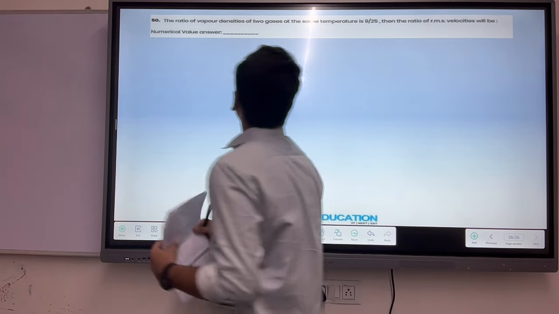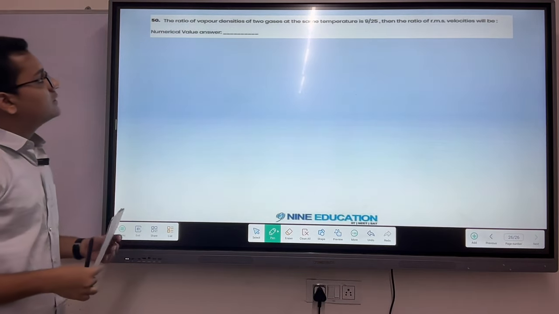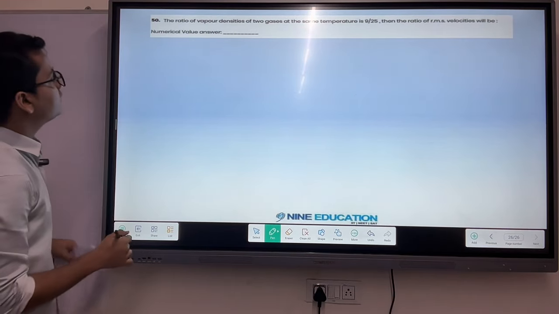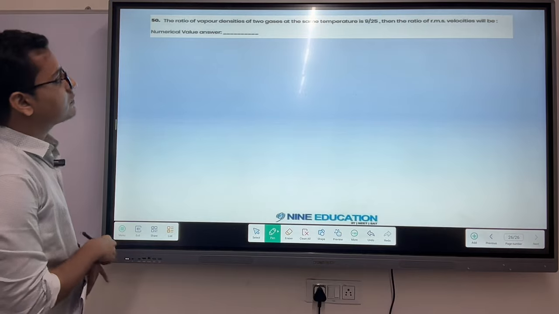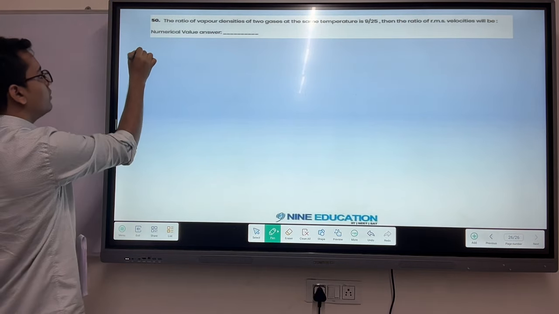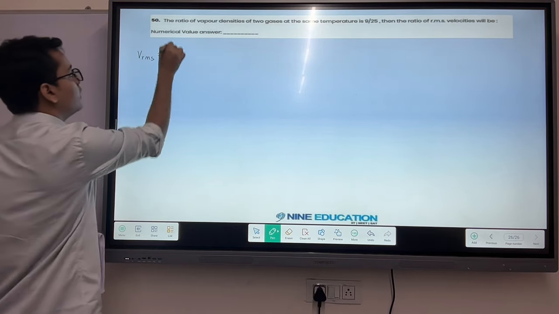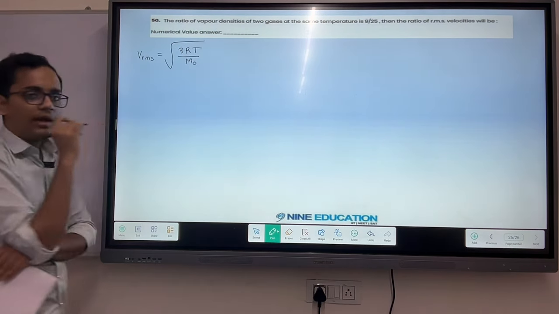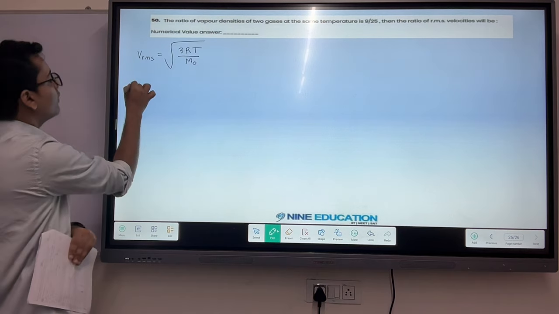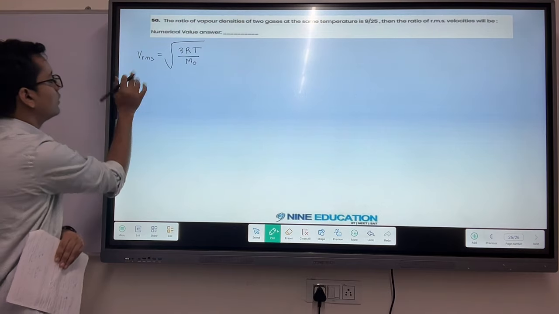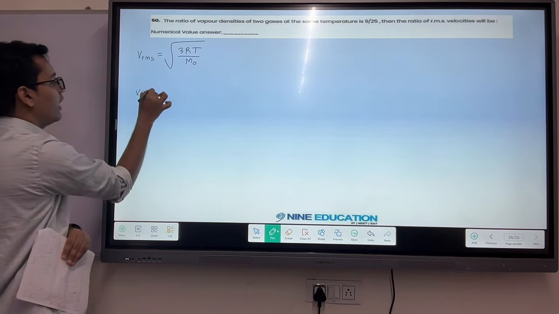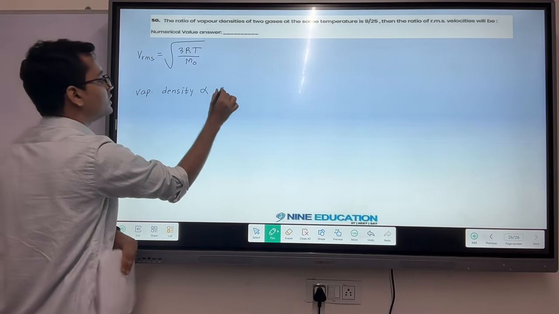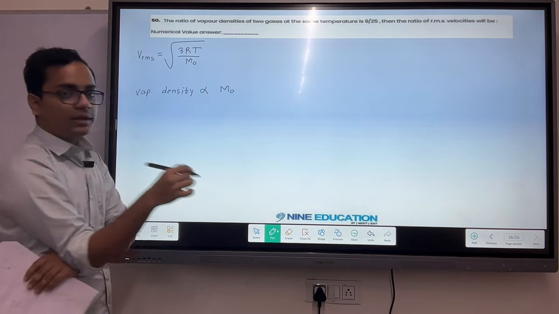Okay. The ratio of vapor densities of the two gases at the same temperature is 9 by 25. The ratio of RMS velocities will be? So first of all, what is RMS velocity? It is square root of 3RT divided by the molecular weight. Okay, and vapor densities are proportional to molecular weight.